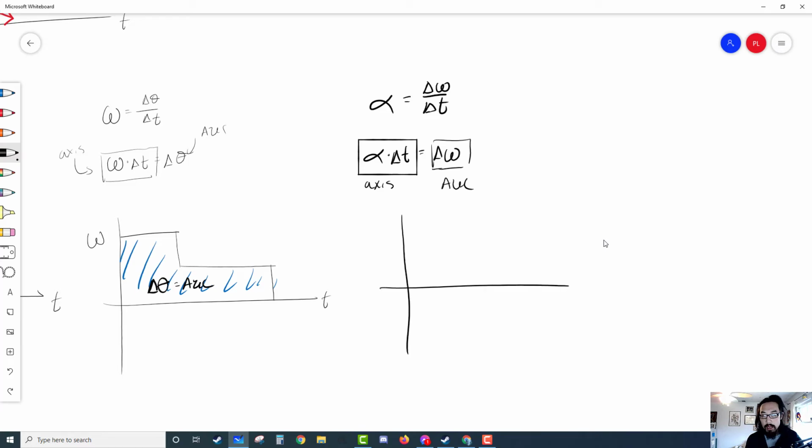And so if I have an alpha time graph, and I'm going to do something like that, I change it up on us, right? So I have something that looks like this. Then my area under the curve, I'm going to use blue for this one, this area and that area under the curve. If I add those two up, this will give me my delta omega, which is my change in velocity, my change in rotational velocity.